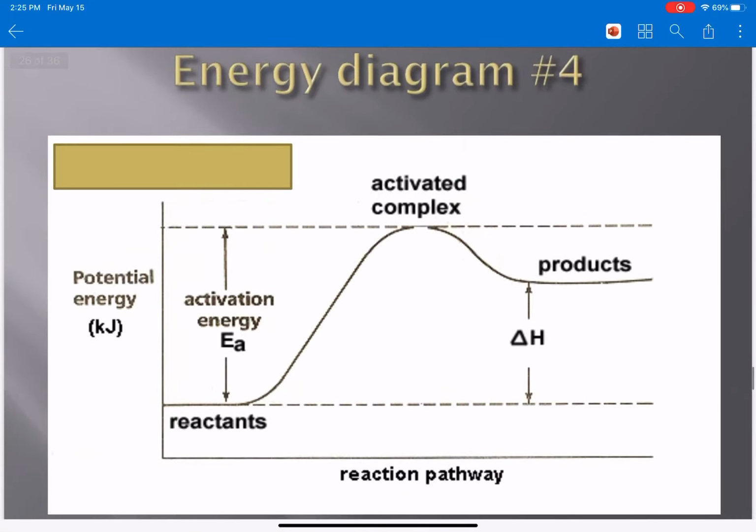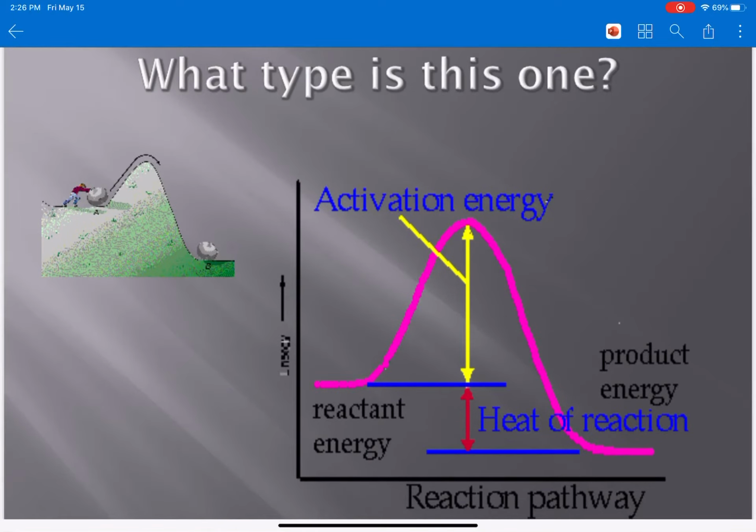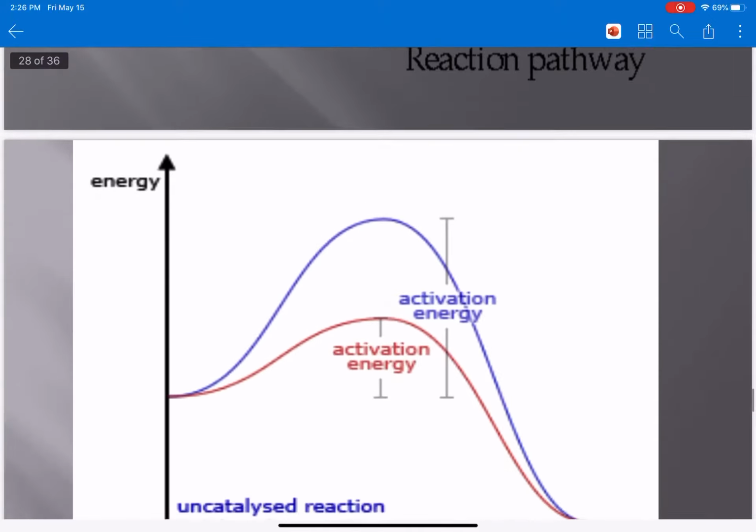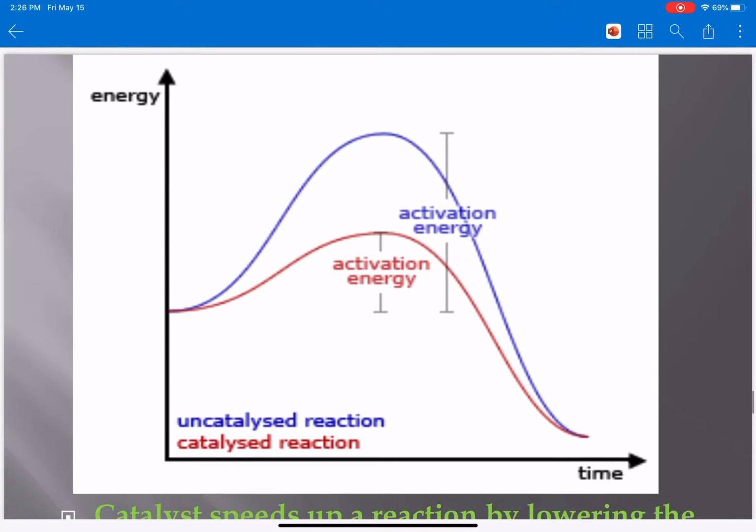Here's number 4. A few things are labeled here. Would delta H be positive or negative on this one? It starts with reactants of low energy, ends at products of high energy. So delta H, change in enthalpy or energy, would be positive in that one. How about this one? Starts high, ends low, energy was leaving. Guess what? Exothermic.